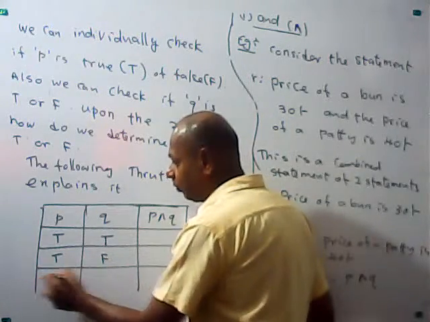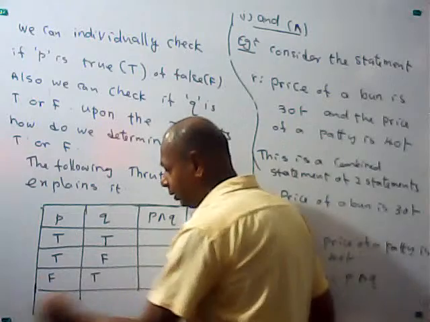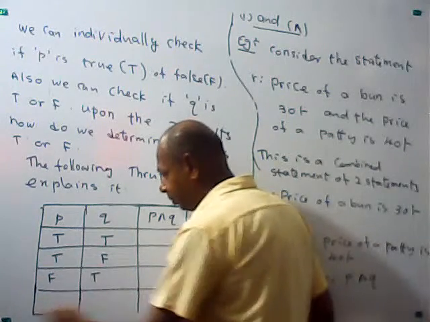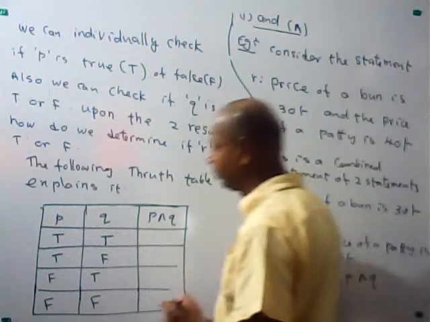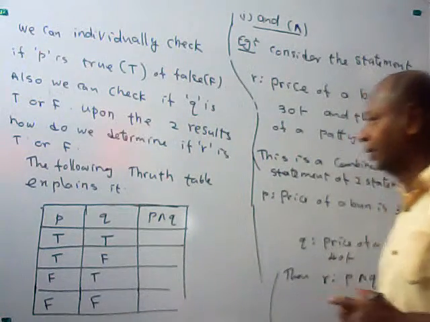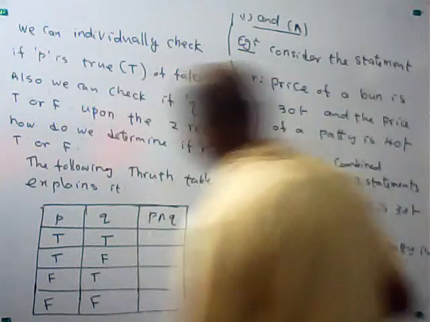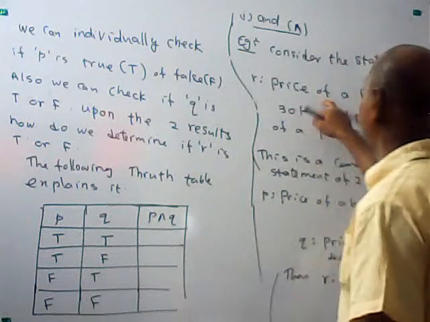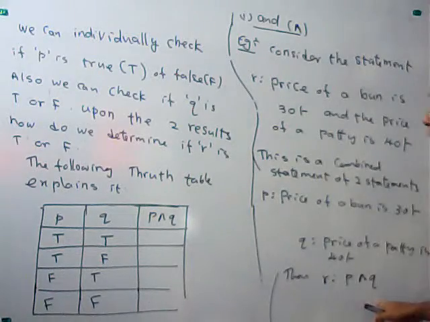Then P can be false, Q is true. Finally, another possibility, P is false, Q is also false, right? Now, how to check if this statement R equals P and Q is true or false?